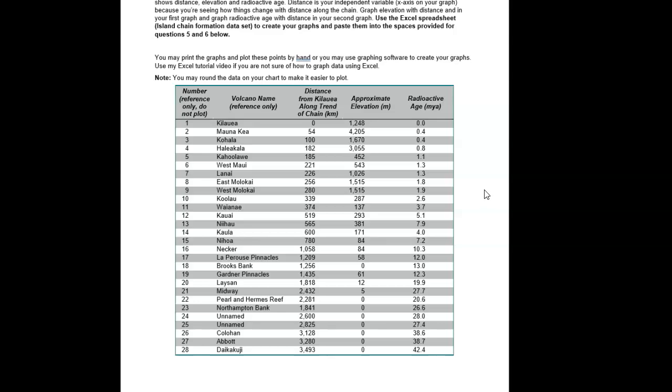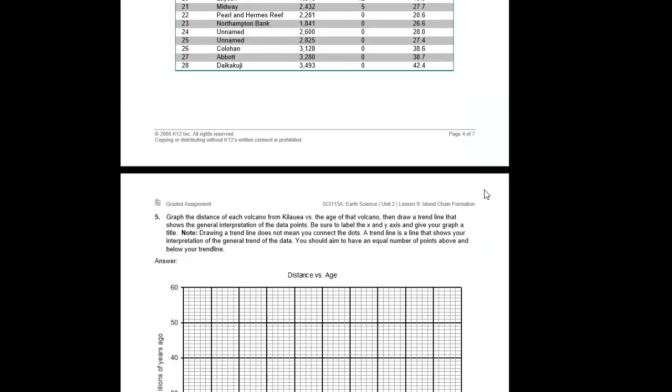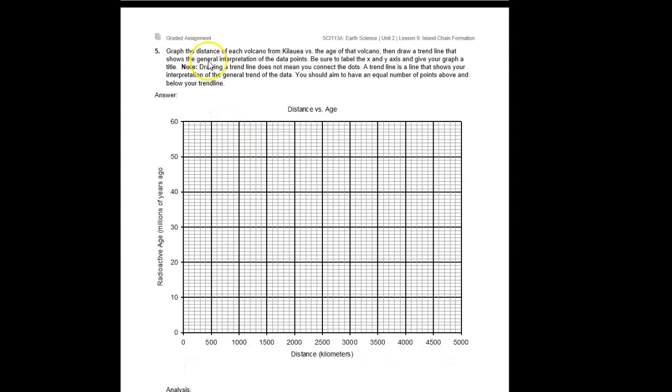show you how to create those graphs. So for number 5, it says graph the distance of each volcano from Kilauea versus the age of that volcano. Then draw the trend line. So you can do that using the graph that's given here, or you can just jump into Excel, make your graph, and then you can come back and paste it in here. Again, I'm going to have a separate video that shows you how to do the graphing.